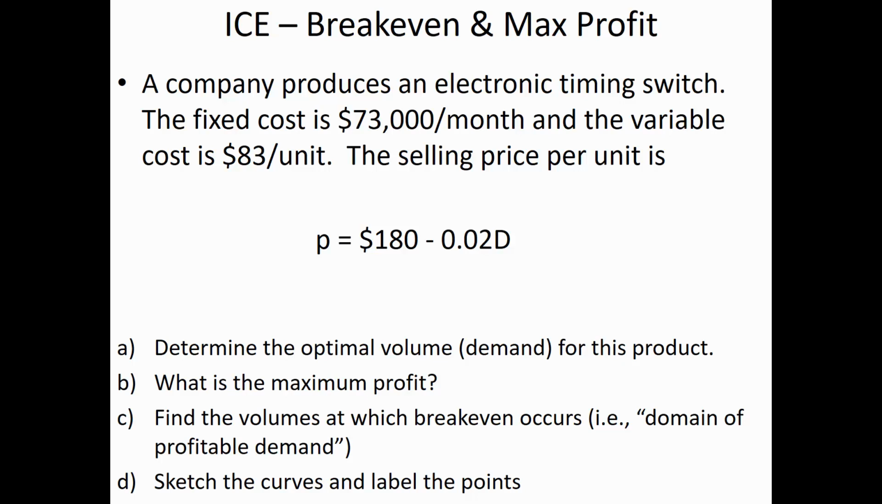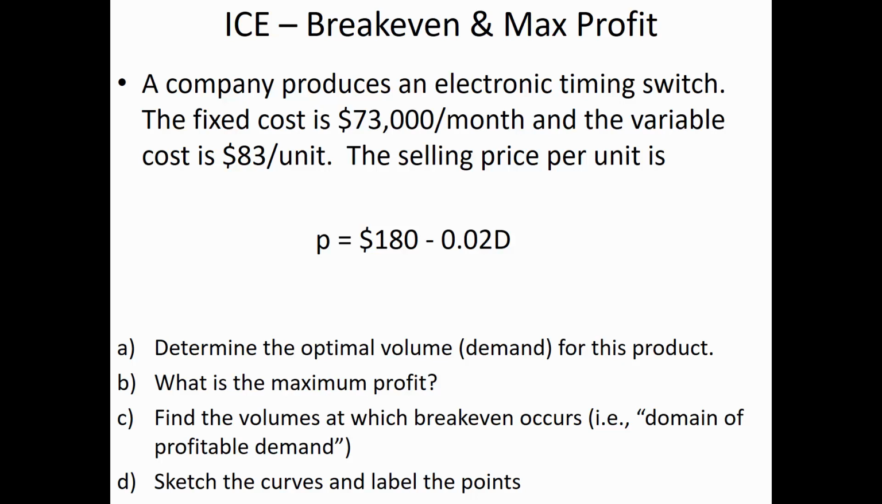The variable cost is $83 per unit. So that means that they have components and materials that go into making this electronic timing switch that cost them $83 per unit. So you can find what is their total cost by adding the fixed cost and the variable cost per unit multiplied by the number of units produced.